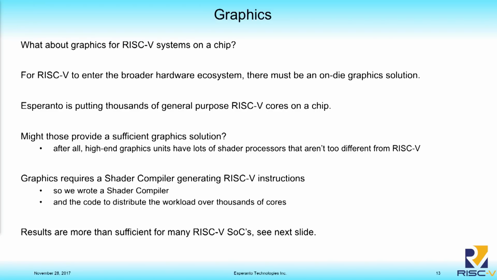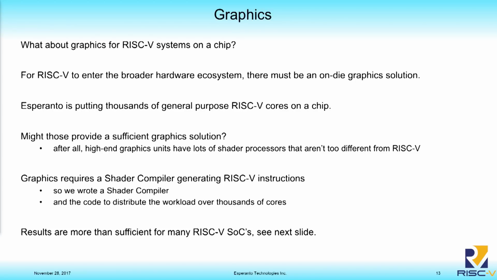High-end graphics has lots of shader processors. They're not that different than a RISC-V processor here. How well could we do? Well, if you want to run high-end video games, the first thing you need is a shader compiler, right? So we went out and we built one for RISC-V, and the code to distribute those shader programs across all 4,000 of our cores.